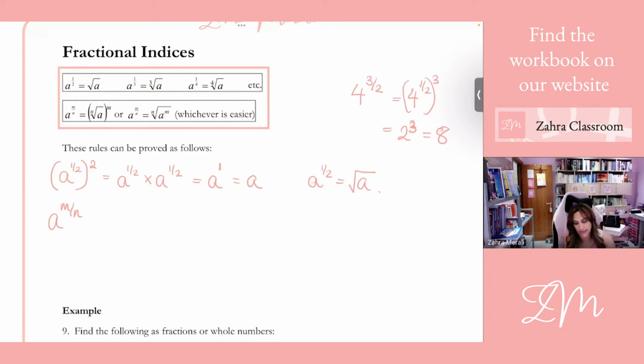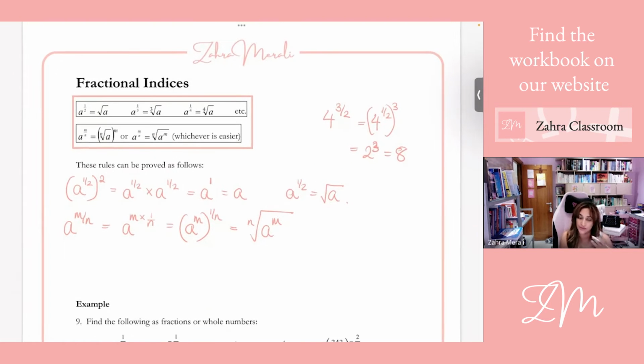So you've got a to the m over n, and I'll write out the proof just so you've got it for completeness' sake. It's the same as a to the m times 1 over n, which is the same as a to the m, to the 1 over n. We know a to the m is just a to the power of something, and the 1 over n gives you the nth root. And we could write it the other way around to get the other example. But essentially, your calculator will do it if it's a number. You need to make sure you understand it so you can do it if it's an indice.